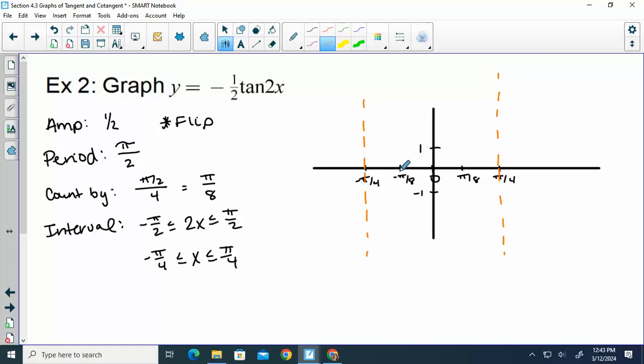Okay, normally tangent starts down and goes up, but we flipped it so it will start up. So at negative pi over 8 we'd be at positive 1/2, at 0 it's 0, at pi over 8 it will be at negative 1/2. And the 1/2 is because that's our amplitude. I don't know why cotangent is so much easier to draw than tangent.